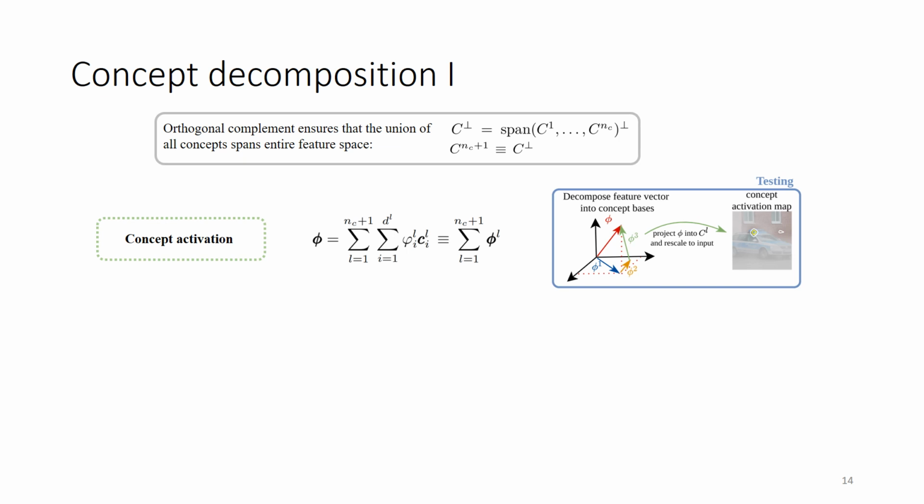We interpret the L2 norm of these concept parts phi L as the activation of the concept L within the sample. This activation, in other words, is the extent to which concept L is expressed in the sample. Finally, to represent concept activation maps in feature space, we simply resize the concept activation map from feature layer size to input layer size. Finally, as prototypes, we select the samples with maximum concept activation.